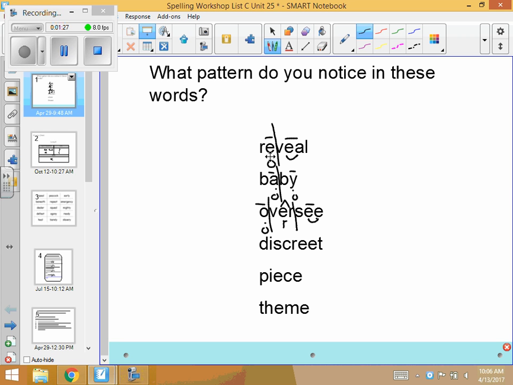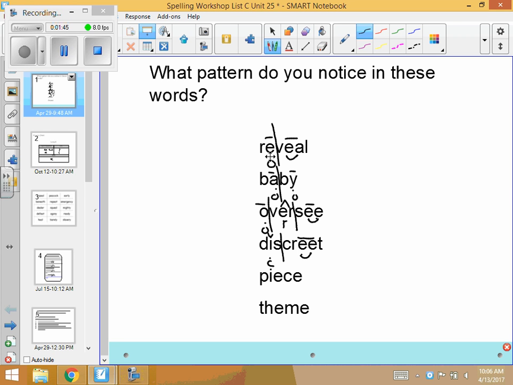Next word, we have our vowels I, E, E. Our syllable break would be between the S and the C. We have a closed vowel for the I, and an EE vowel team to make a long E sound for discrete.